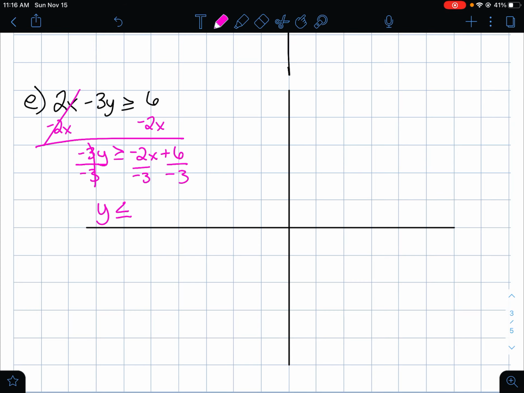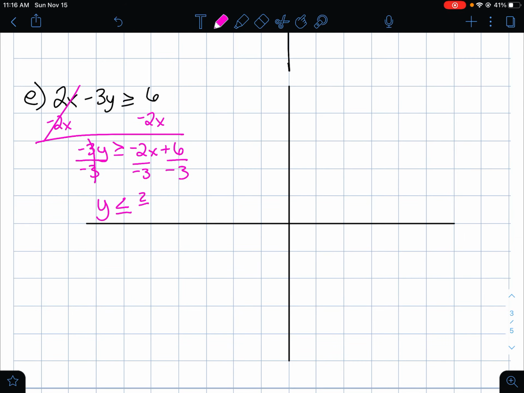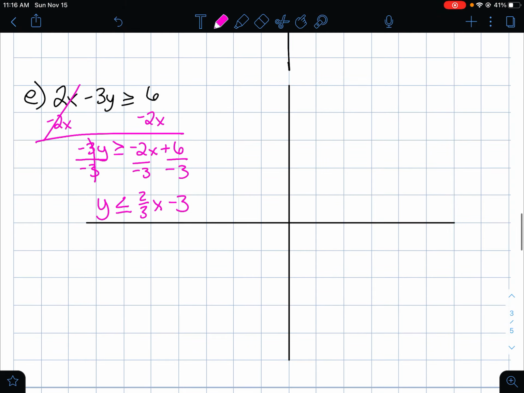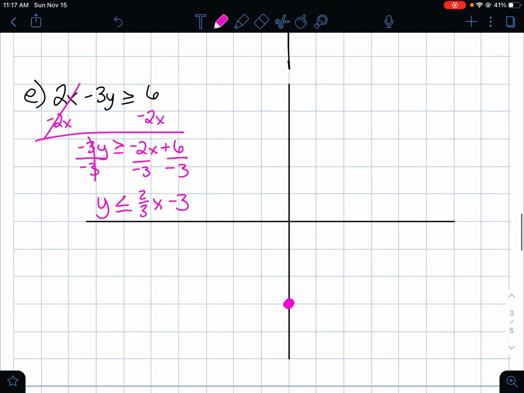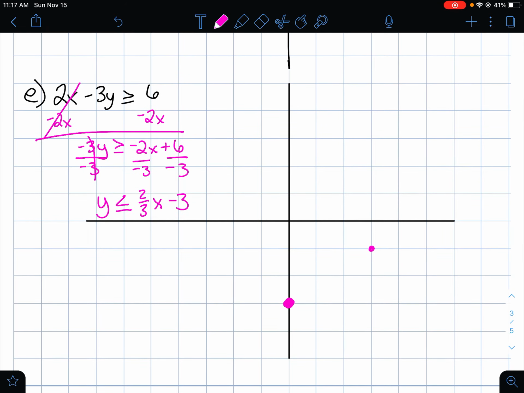So now it is y less than or equal to negative 2 divided by negative 3, which is positive 2/3 x, and 6 divided by negative 3 is negative 3. So I'm going to graph negative 3, which is my y-intercept, first, and then I'm going to go up 2 and right 3, and I can go up 2 and right 3 again. This is going to be a solid line.